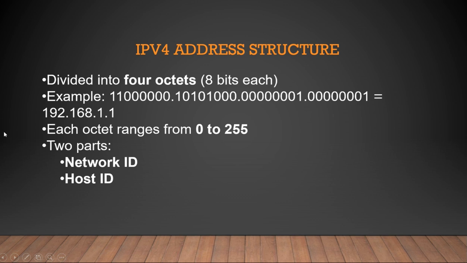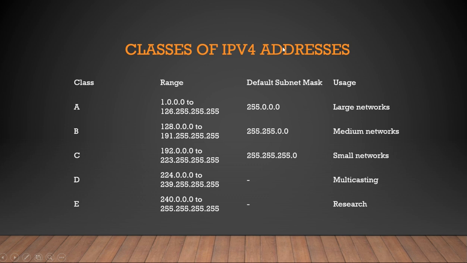Okay, suppose there is a network and the IP starts from 192.168.1.something, so the last octet will range up to 255. There are two parts of an address, the network ID and the host ID. Now see the classes of IPv4 addresses. There are 5 classes, so let's start by learning class A.